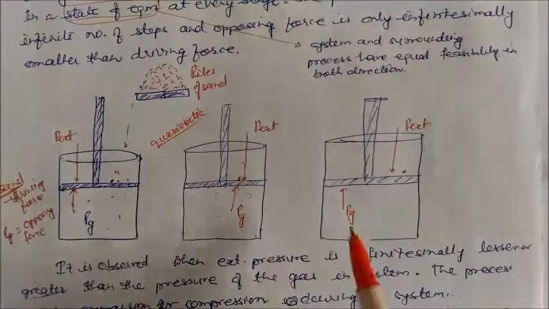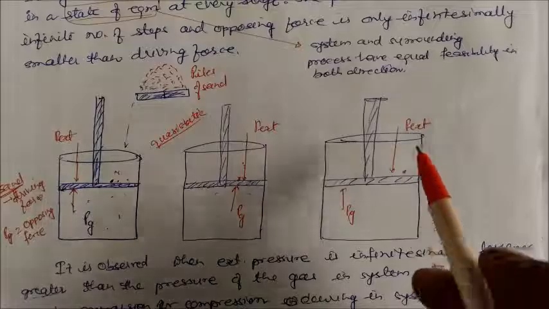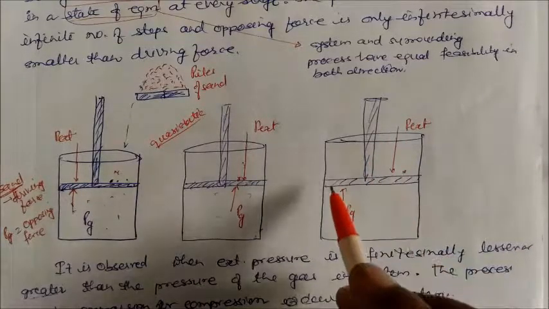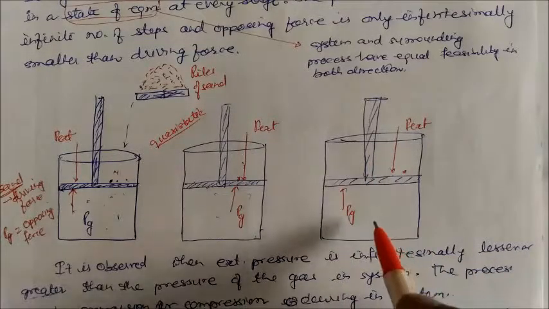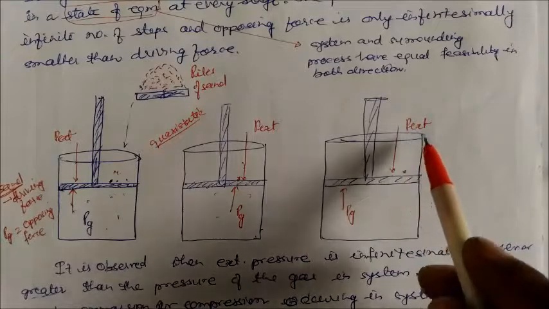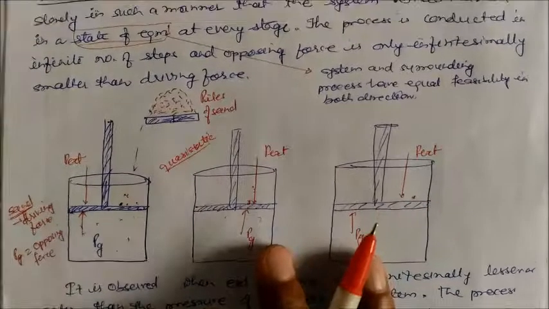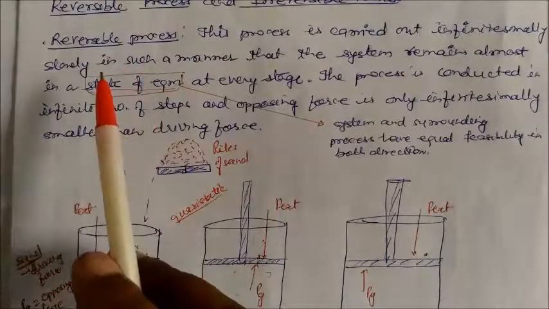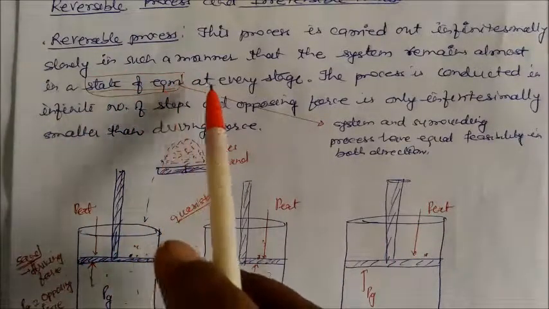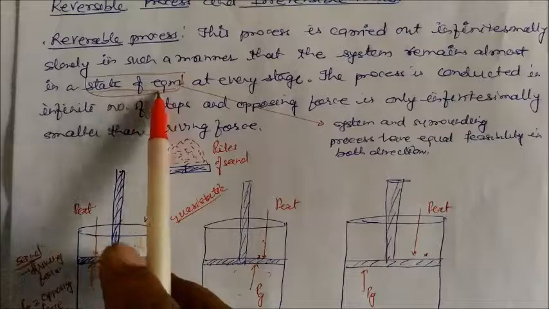So due to that force it will go down slowly. And the external force is nothing but the driving force. Sand is a driving force and inside the gas is giving some force. So the initial state is equilibrium. After throwing the sand grains it will disturb, but again it will achieve equilibrium very slowly.